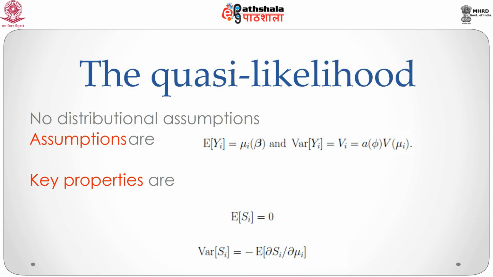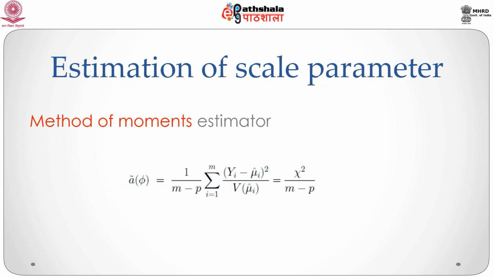Key properties of the quasi-score function are that the expectation of S_i equal to 0 and the variance of S_i equal to minus the expectation of del S_i del mu_i. These key properties ensure that the behavior of the maximum quasi-likelihood estimators is quite similar to that of the maximum likelihood estimators. We use quasi-likelihood estimation to get estimators of the regression coefficients.